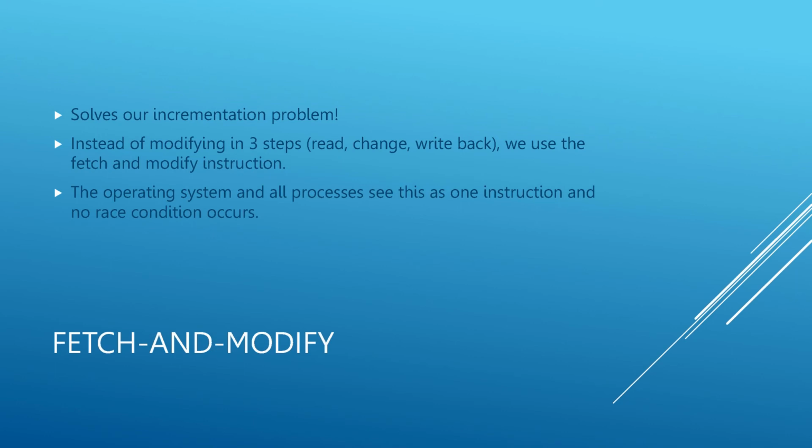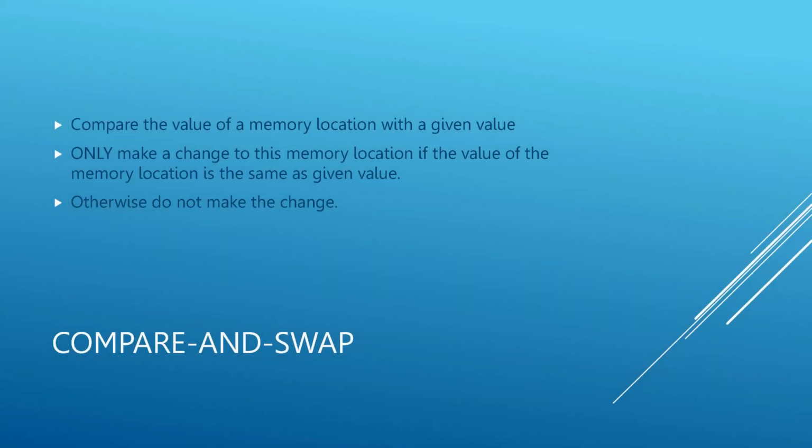Fetch and modify. Fetch and modify solves our incrementation problem. Instead of modifying in 3 steps, read, change, write back, we use the fetch and modify instruction. The operating system and all the processes see this as one instruction and no race condition occurs. Compare and swap. Compare and swap compares the value of a memory location with a given value and only makes changes to the memory location if the value of the memory location is the same as the given value. Otherwise, we do not make a change.